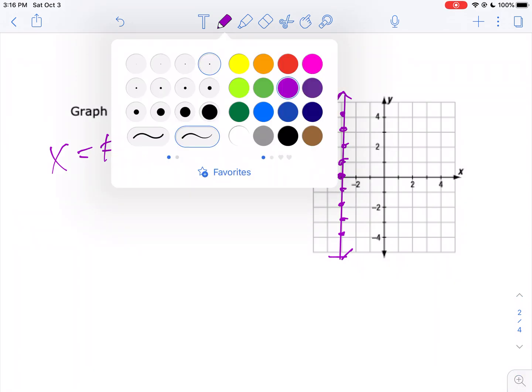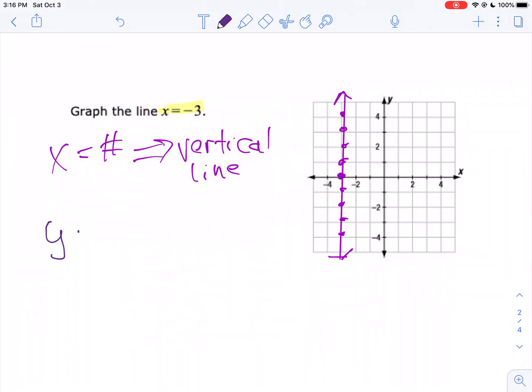If you have y equals some number and there's no x involved, that will be a horizontal line. That one makes more sense in terms of y equals mx plus b, because m would be 0. So you go up 0.